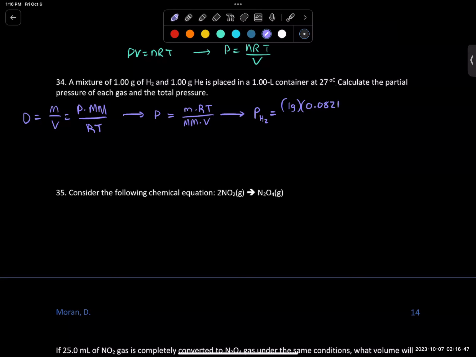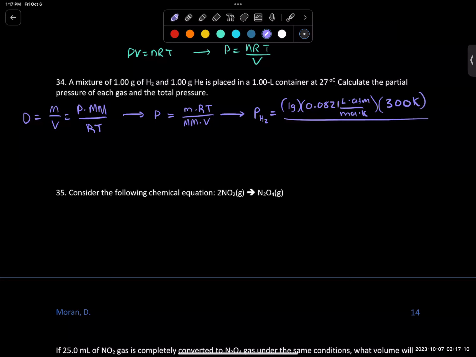0.0821 is our ideal gas constant, right? And this is in liters times atmospheres divided by moles times Kelvin. And then times the temperature, which is always in what? Kelvin, right? So the absolute temperature. So 27 plus 273 is going to give us 300 Kelvin.